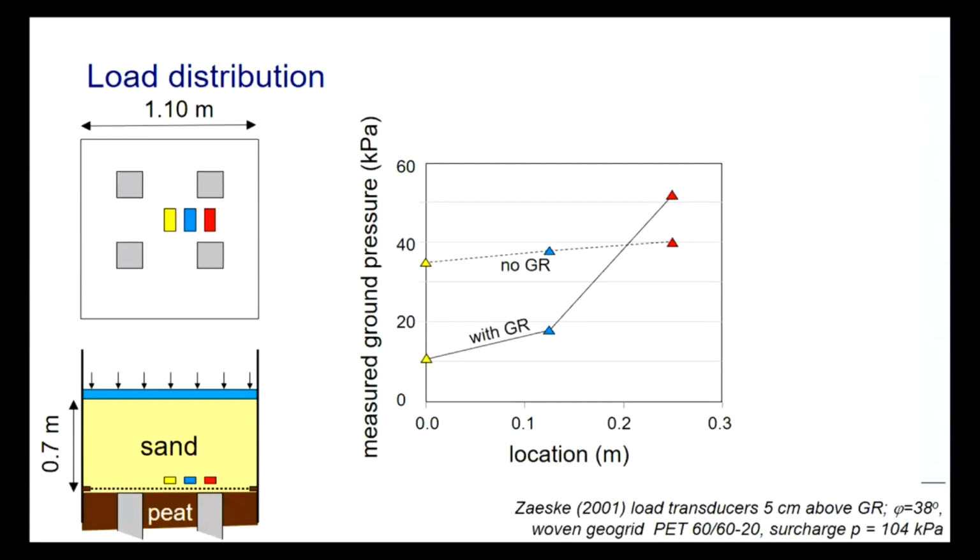Of course, the piles attract most load because they move least. But the reinforcement at certain places moves less than at other places, so more load is attracted towards that area.